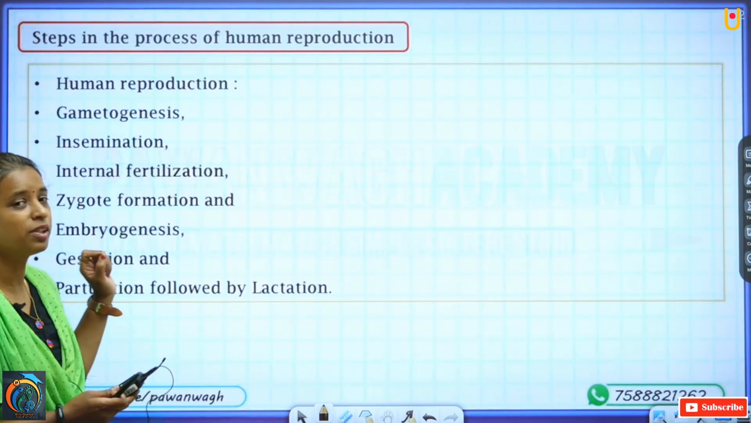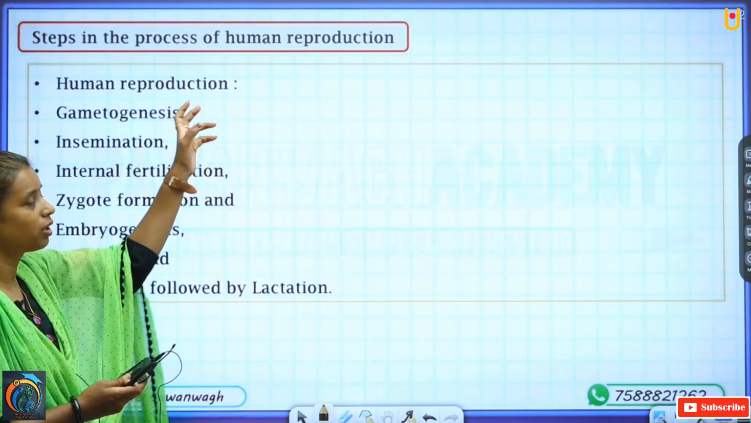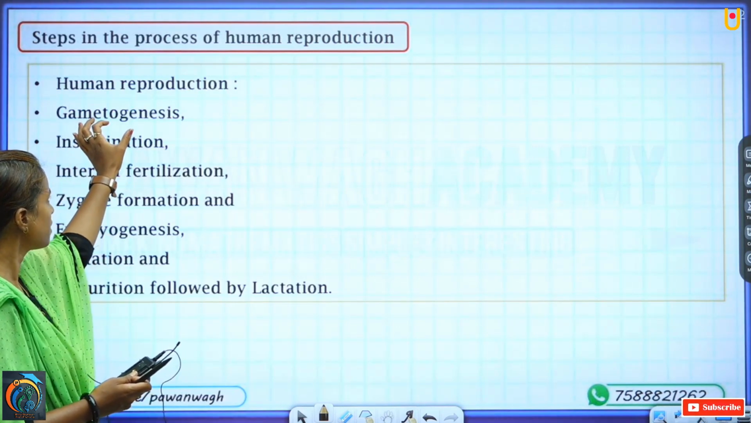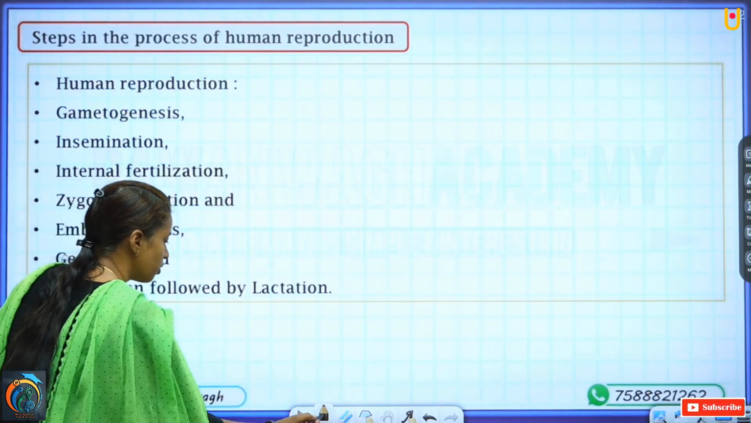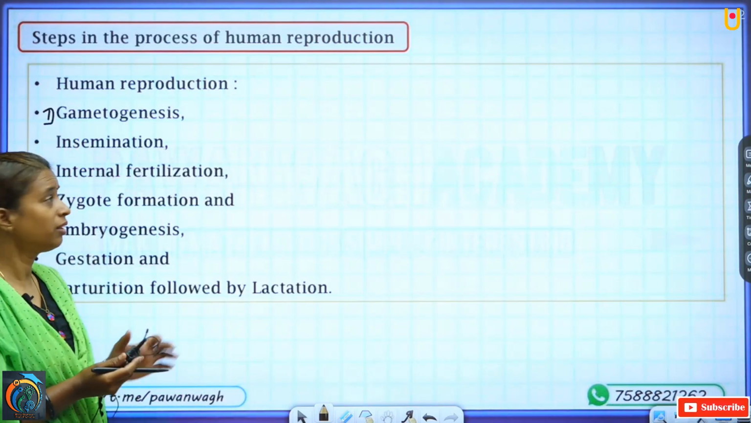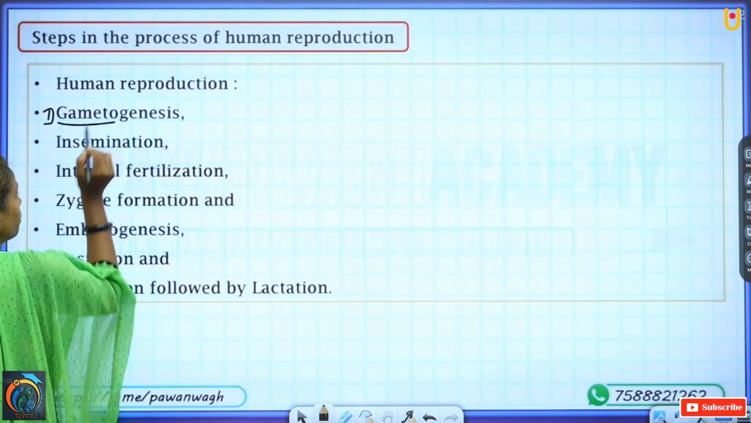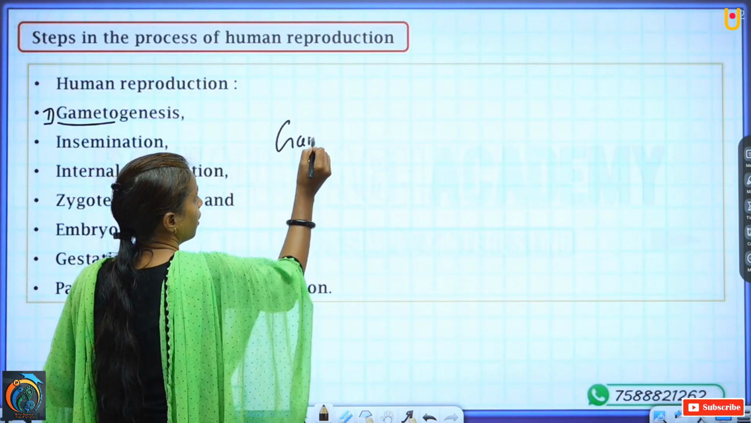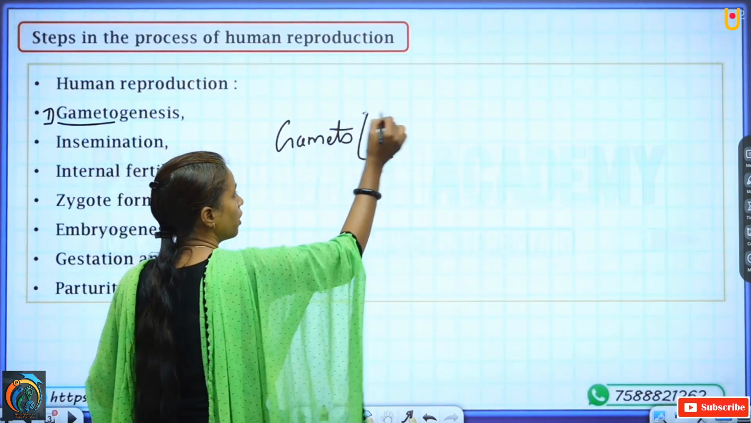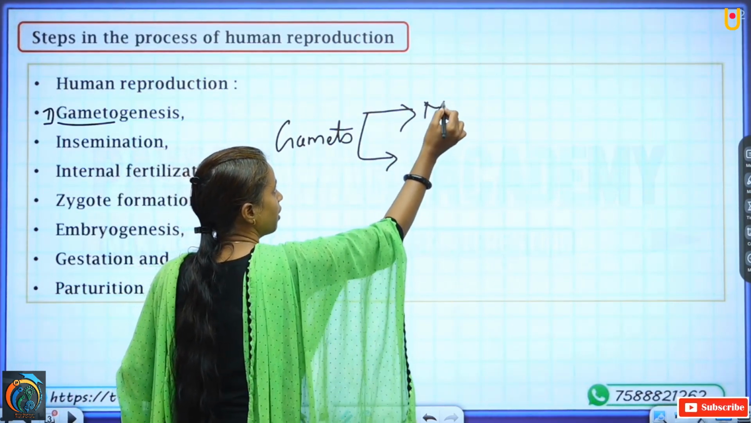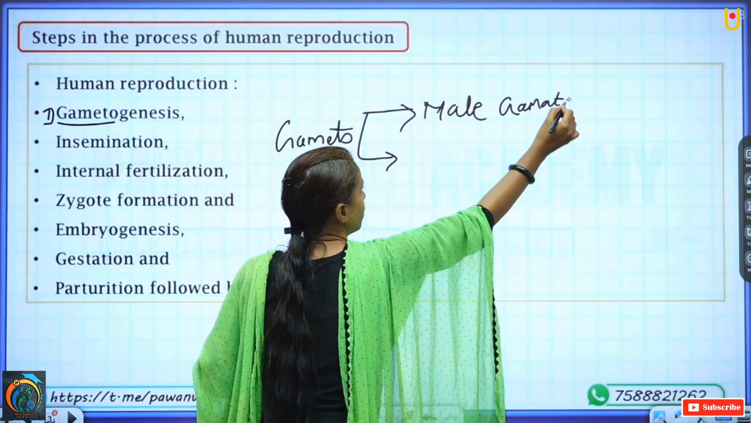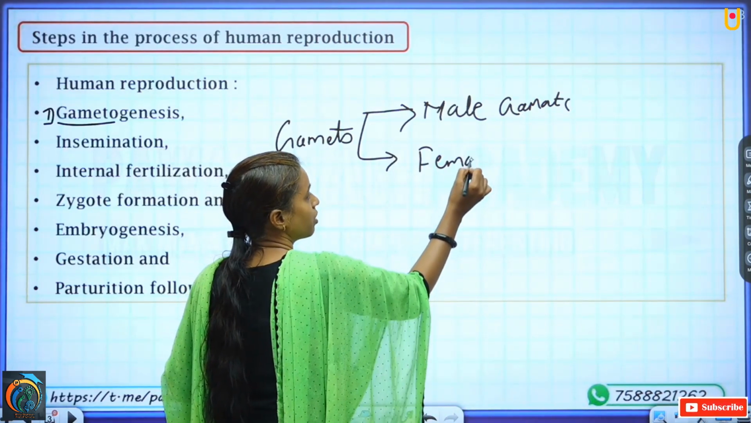Now, we will start with the first step of human reproduction. The first step is gametogenesis. Here, gameto means gametes. Which are the gametes here? There are two different types of gametes. One is the male gamete and the other is the female gamete.